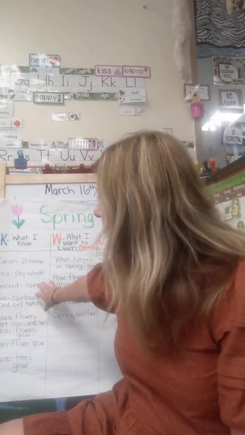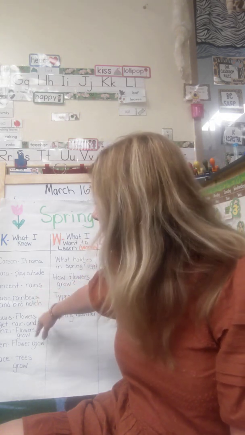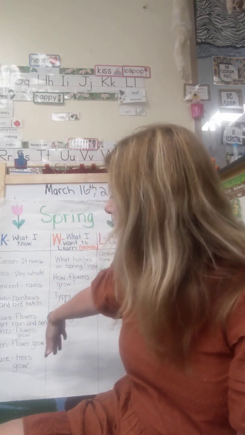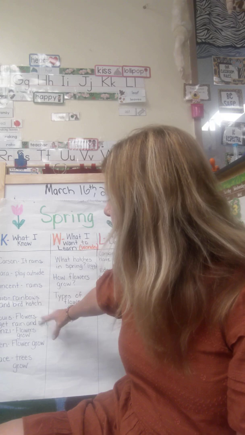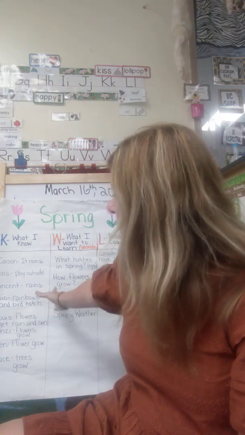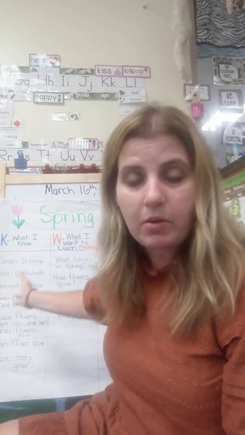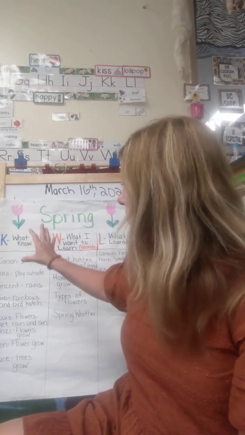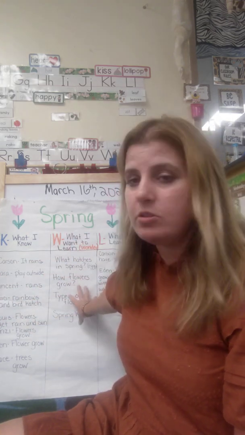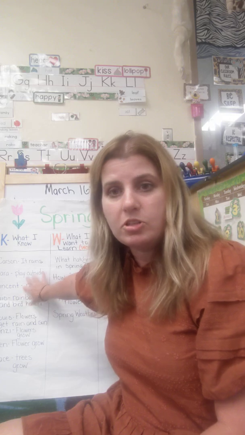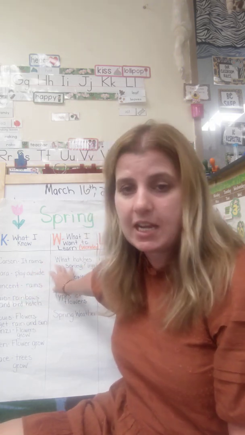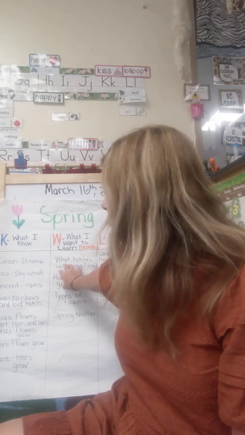So mostly today, what they know about spring: it rains a little bit more, flowers grow, trees grow, the sun's out, you see rainbows, birds hatch. So we got quite a few things there that they know about spring. We've introduced the topic, and now I've written it down, and then I'm going to use what they know to help facilitate what they want to learn.